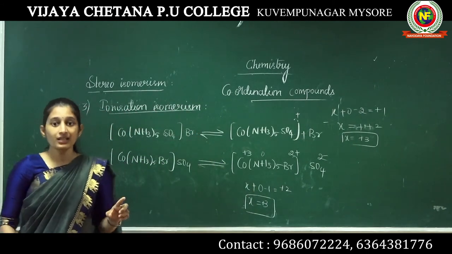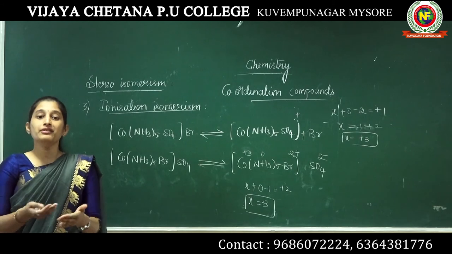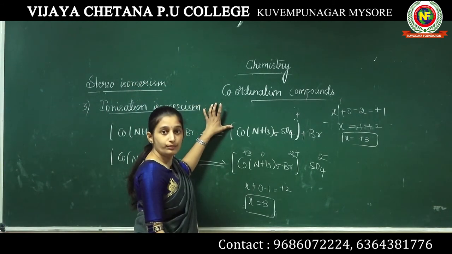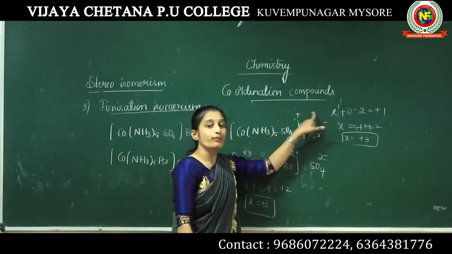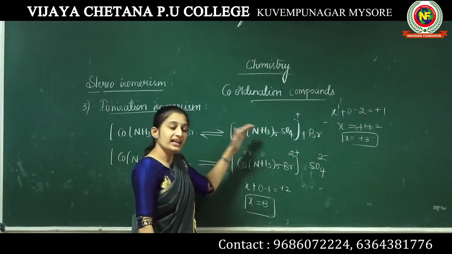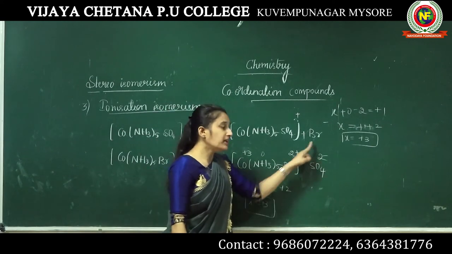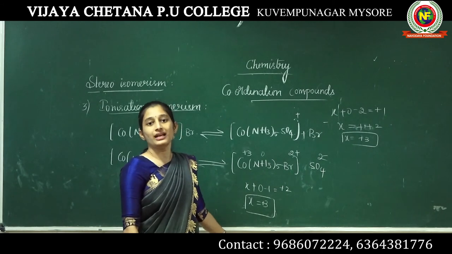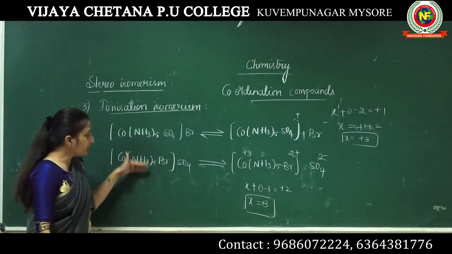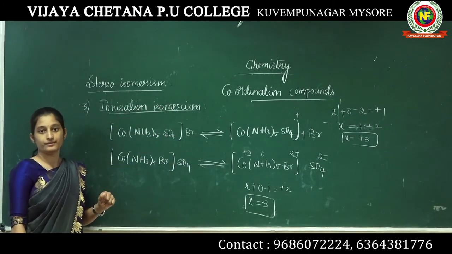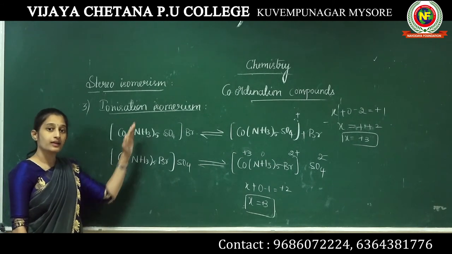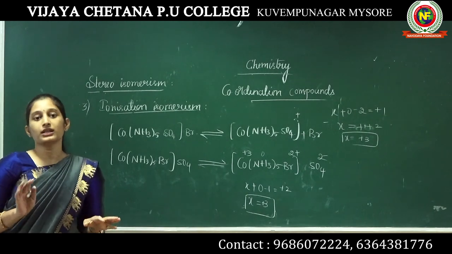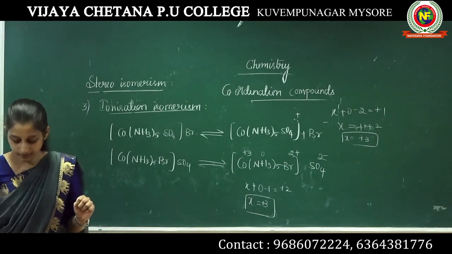But the only thing is, when we ionize, we get different things. If I ionize the first compound, the simple ion is bromide. If I ionize the second one, the simple ion is sulfate, but not bromide. But both are the same compound because they have the same molecular formula. This is ionization isomerism.